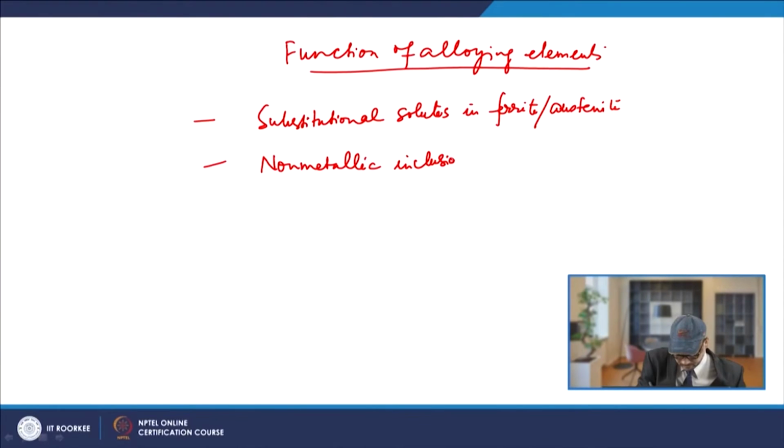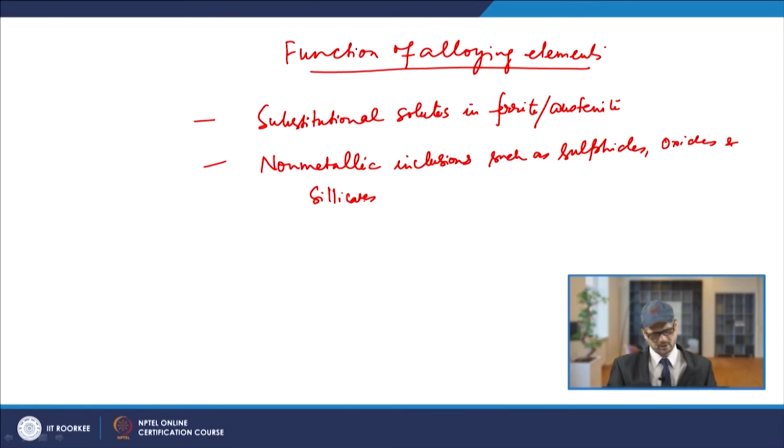Then their function will also be working as non-metallic inclusions. Non-metallic inclusions will be in different forms; they can be oxides, sulfides, and silicates. Oxides means you can have Al2O3, so that becomes a non-metallic inclusion. You have MnS, which is another non-metallic inclusion, or MnSiO3, magnesium silicate, which is another example of the silicate. So, these alloying elements will be working as the non-metallic inclusions.